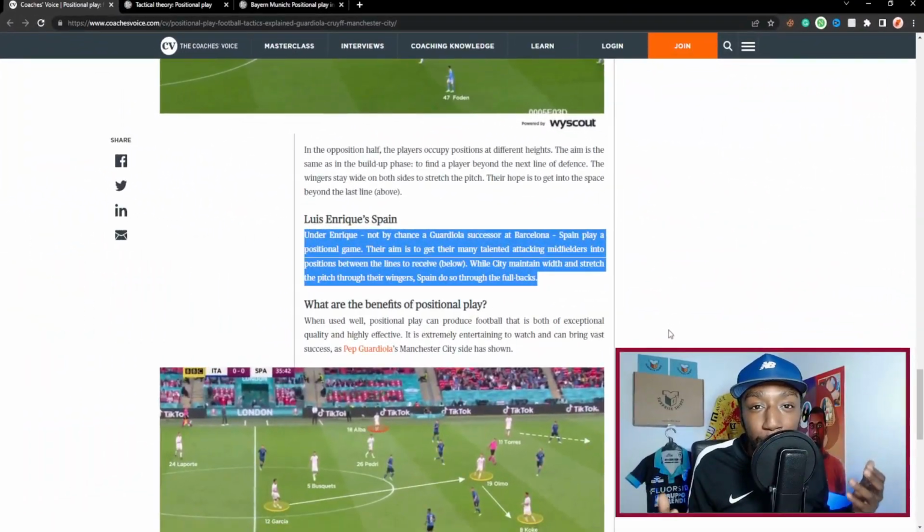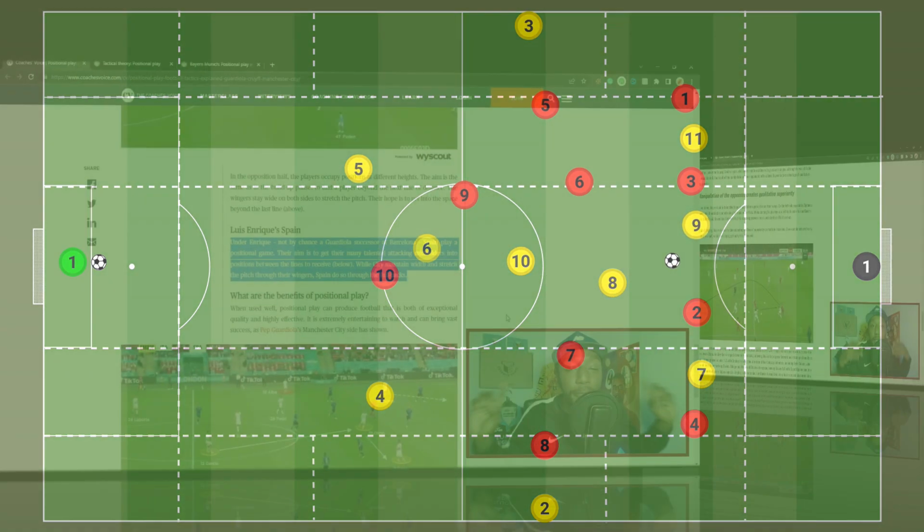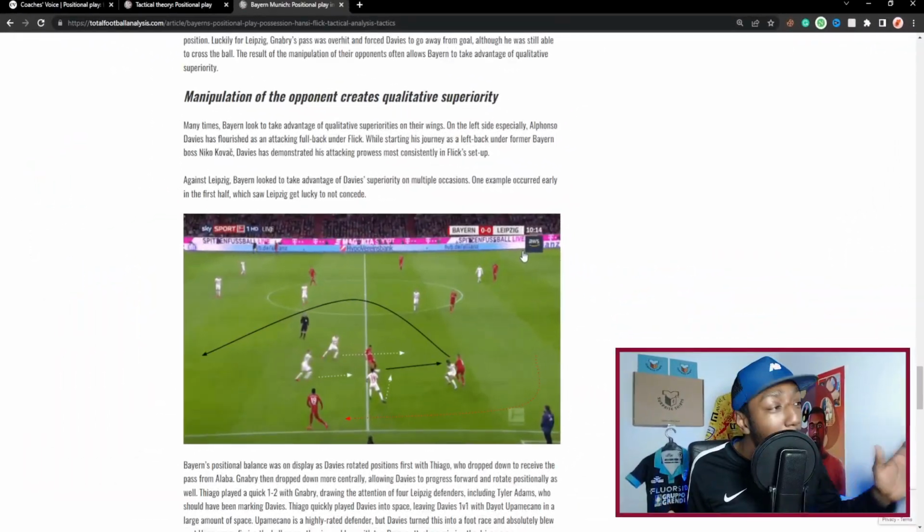Now for the next example, Luis Enrique at Spain. Under Enrique, their aim was to get their many talented attacking midfielders into positions between the lines to receive. While City maintained width to stretch the pitch through their wingers, Spain did so through their fullbacks. So in Football Manager, we will be looking at a Pep Guardiola tactic, looking at numerical and positional superiority. For the Spain tactic, we will be looking at positional superiority. But lastly, for the Hansi Flick tactic, we will be looking at qualitative superiority.